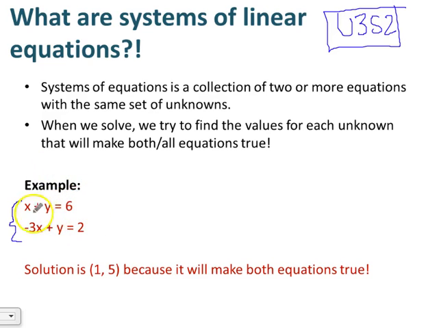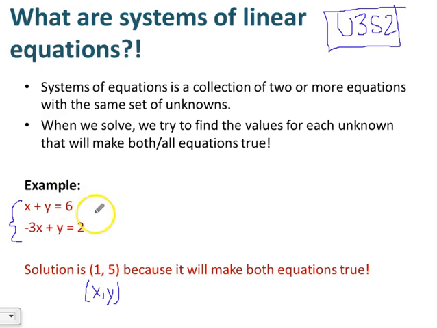So we have 2 or more equations, and what we're trying to do is find a value for each of our variables that when we plug them into both equations, they work. So we find a value of x and a value of y that when we plug them in, they make both equations true. So looking at this example, the solution, and we always write our solution in coordinate form of like x, y, would be 1, 5.